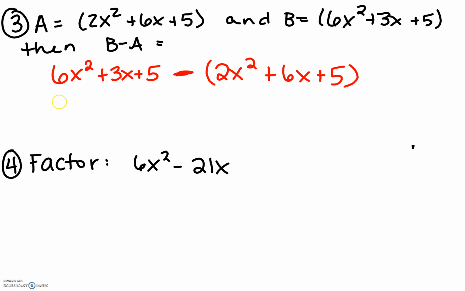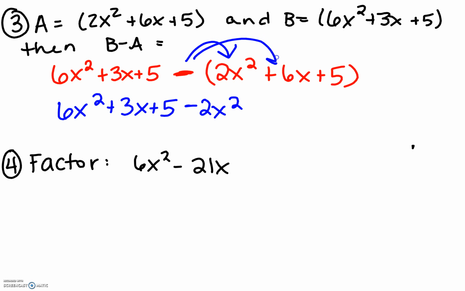So from here, I'm just going to bring down my 6x squared plus 3x plus 5, and take the negative and multiply to every single term inside the parentheses. So now we have a negative 2x squared, a negative 6x, and a negative 5.